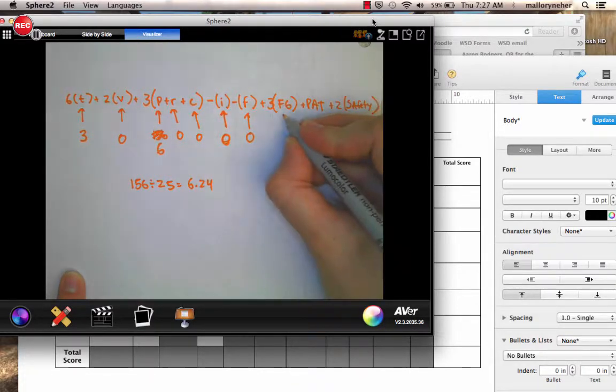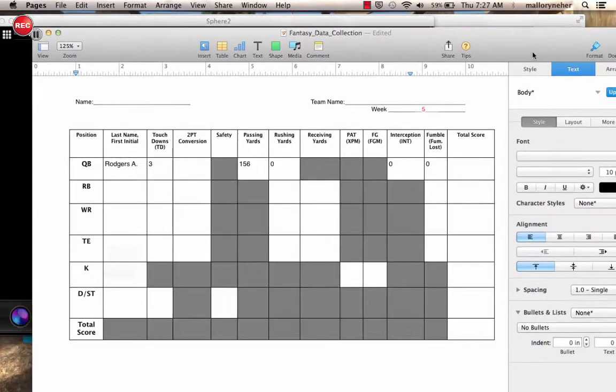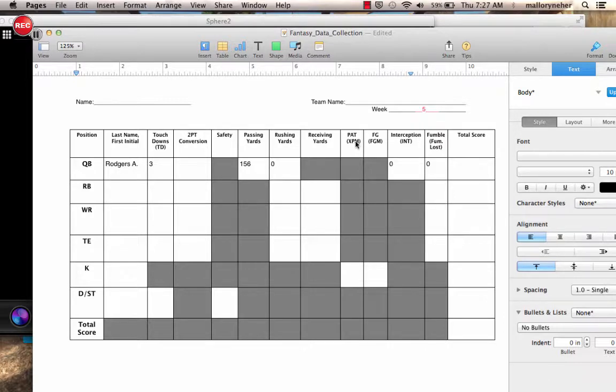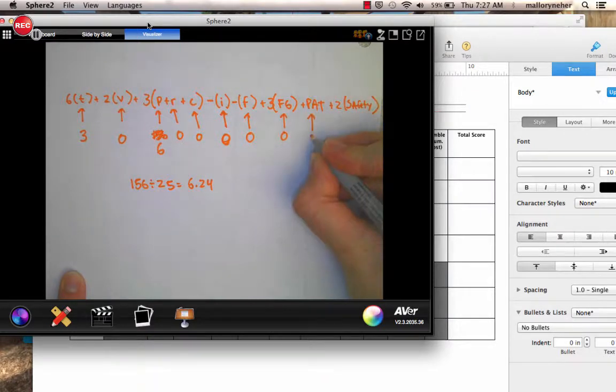Then FG stands for field goal. Aaron didn't make any field goals. If you look, it's blacked out in the chart here. PAT stands for point after touchdown, and FG stands for field goal. These are what the kickers are doing. Aaron's not a kicker, so when we're doing our math, we're going to have 0 points for the field goal, 0 points for the point after touchdown, and I didn't see any safeties, so we're going to put in a 0 there as well.